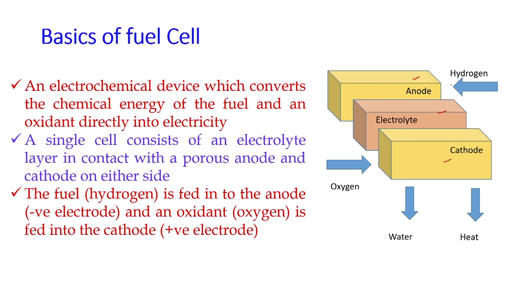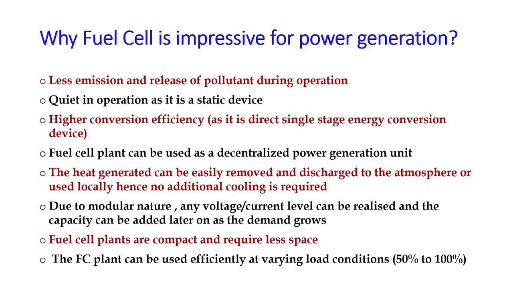At the anode, fuel is supplied. It may be hydrogen, that means pure hydrogen, or maybe hydrazine. And at the cathode, we supply oxygen or maybe air. It depends on what kind of oxidant we use in a particular fuel cell. And at the end, what we will get is water and heat. Okay? So let's move on to the next slide.